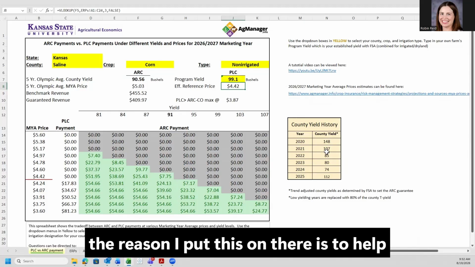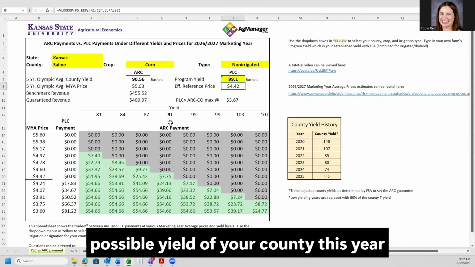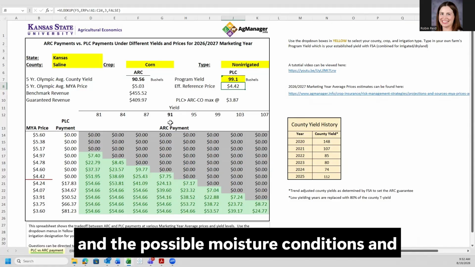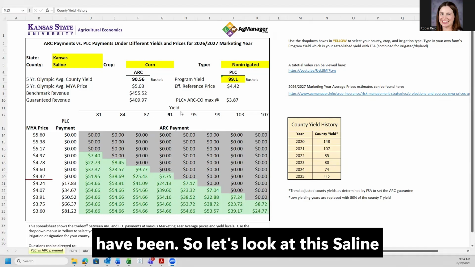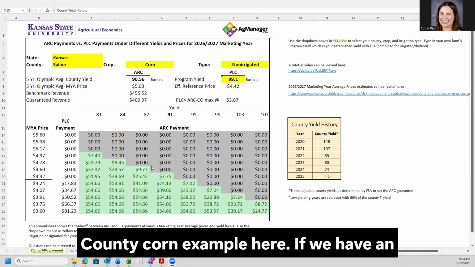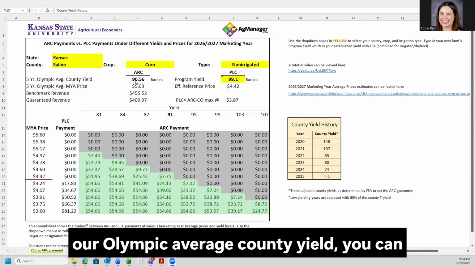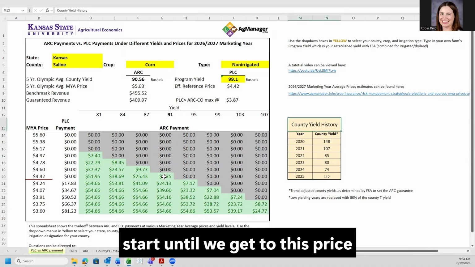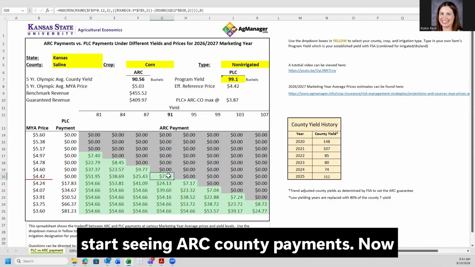However, the reason I put this on there is to help you evaluate what is the possible yield of your county this year, knowing a little bit about your own farm and the possible moisture conditions and how good of a growing season it could have been. So let's look at this Saline County corn example here. If we have an average yield, so 91 bushels is our Olympic average county yield, you can see that an ARC County payment does not start until we get to this price here. Somewhere around 442, we'll start seeing ARC County payments.